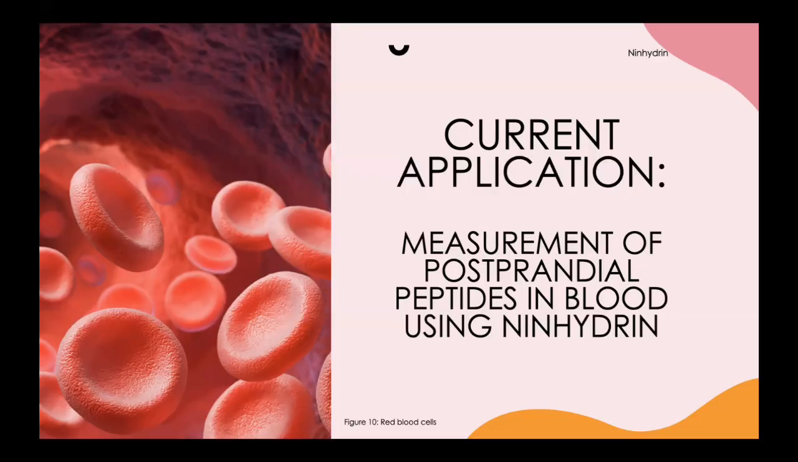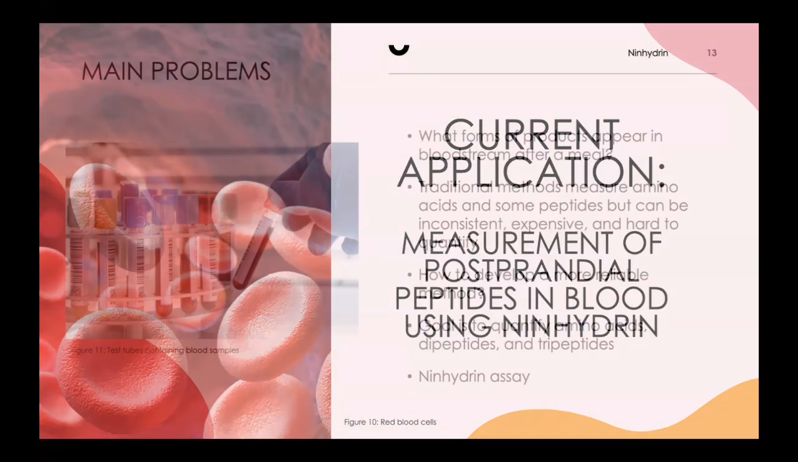Now, for the current application portion of this presentation, I found a scientific report called Measurement of Postprandial Peptides in Blood Using Ninhydrin. The main problem addressed in the study is it is unclear what digestion products appear in the bloodstream after eating protein and what products get absorbed. Knowing what components are present could be useful in determining the importance of protein end products in health and disease.